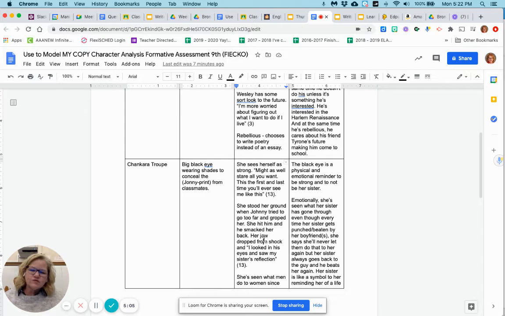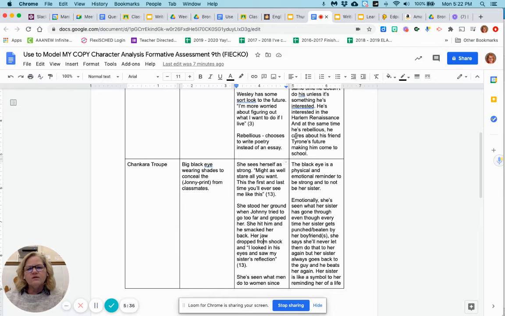The other thing that's so cool is, I connected to Shankara. I've never been beaten by a man or anything like that. However, I recognize that strength inside of her of like, I'm not going to let this be my life. And that kind of spoke to me because when I was growing up, I was like, I'm not letting what my parents' life is be my life. So she spoke to me. So I connected with her, and that's why I chose her to really work through this character chart.